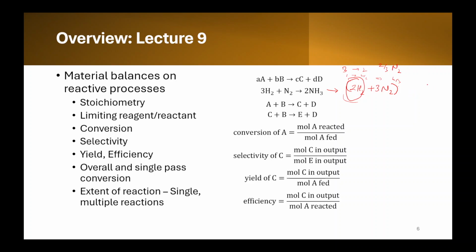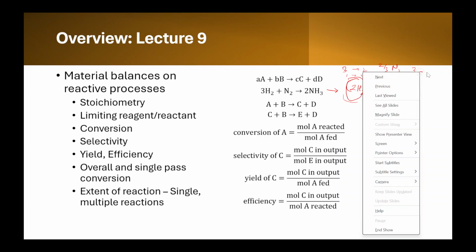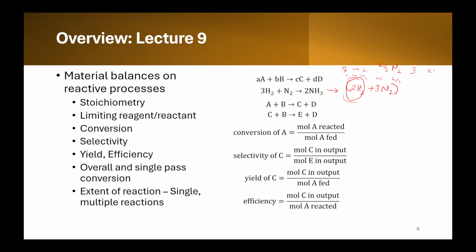So 4 by 3 moles of ammonia will be given, and the unreacted nitrogen will be 3 minus 2 by 3, so 3 minus 0.67. So that will be the unreacted amount. So this is basically nitrogen in excess, and hydrogen is the limiting reagent. And based on this limiting reagent, different other definitions are given here.